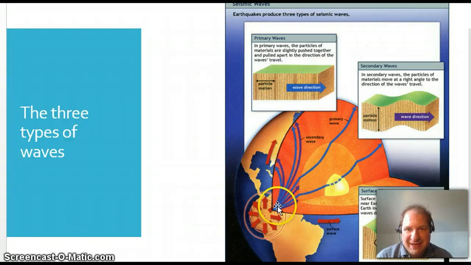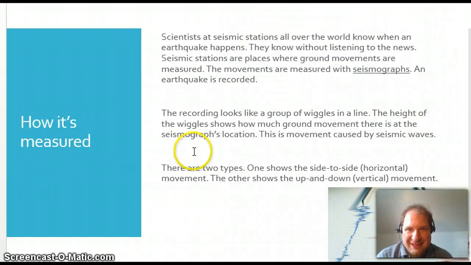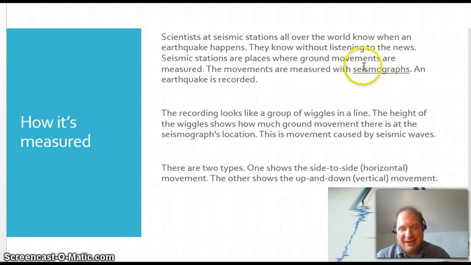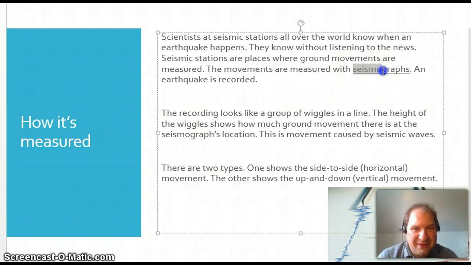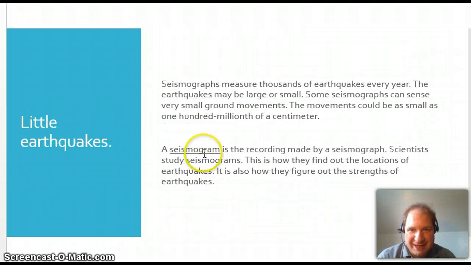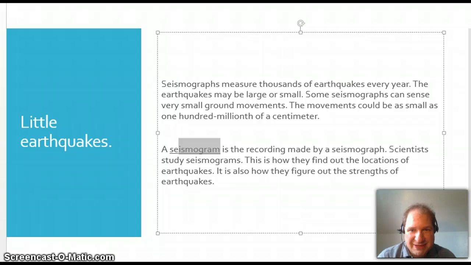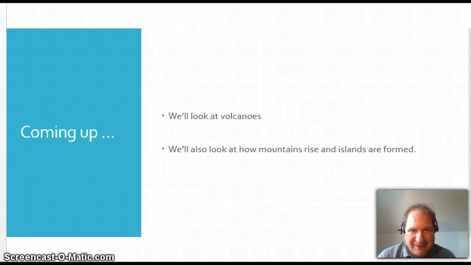So the types of waves, primary, this I might actually drill you on just for homework to see how well you can read a graphic. They come out first. Those are going to be the most powerful ones. Secondaries, they go out at a different angle, different direction. And surface, move outwards. So scientists all over the world know when it happens. You see this word seismo, it's going to mean earthquake. They use these seismographs to do it, and they scribble out what's happening. Seismogram is a recording made by a seismograph.